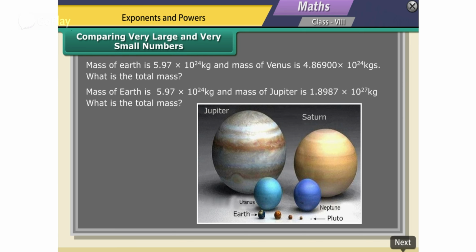Mass of Earth is 5.97 into 10 raised to the power 24 kg, and mass of Jupiter is 1.8987 into 10 raised to the power 27 kgs. What is the total mass?